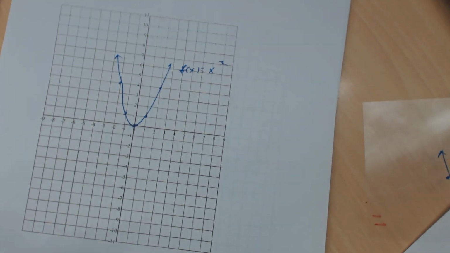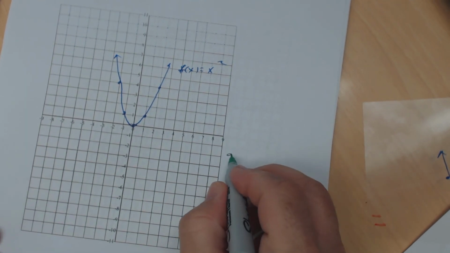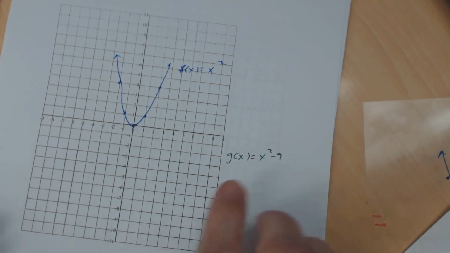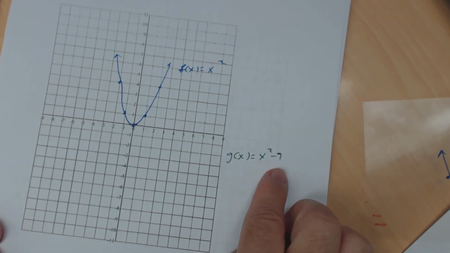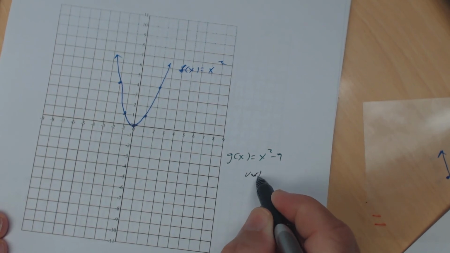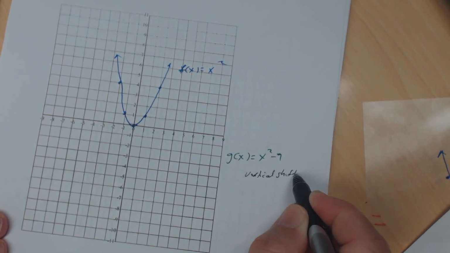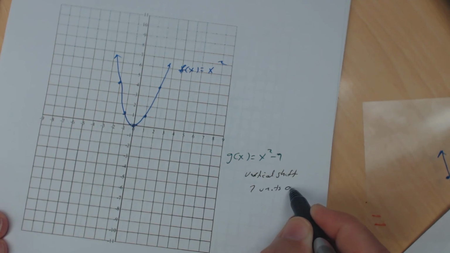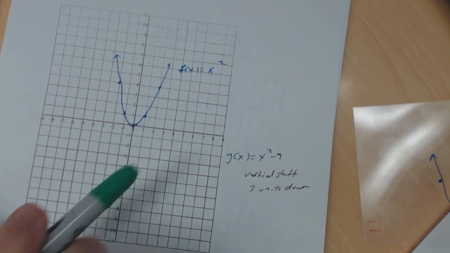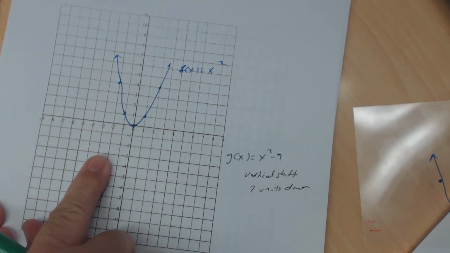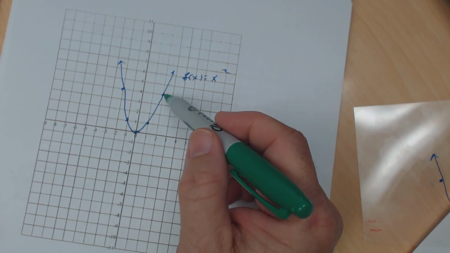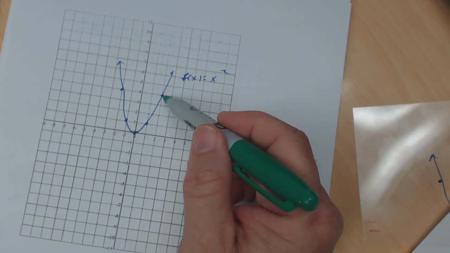Now, what I want to do is graph g of x, which equals x squared minus 7. See how that negative 7 is on the outside of your parent function? That means that's a vertical shift. So you can go 7 units down. Vertical shift, 7 units down. So you take all these points and move them down 7 units. All you do is count the number of grid lines, the number of units. Start with here if you need to.